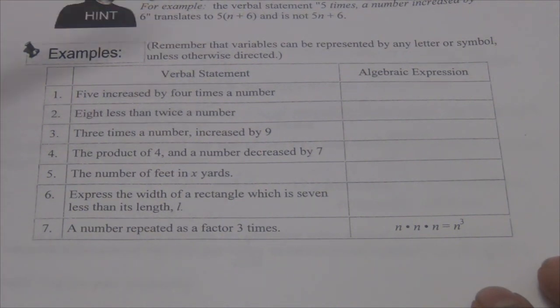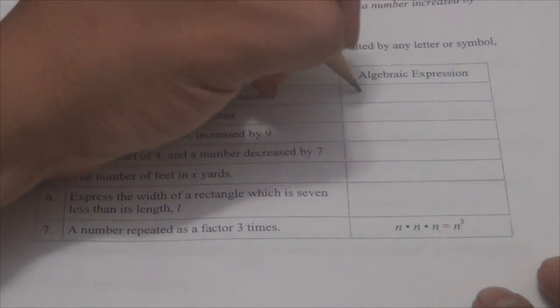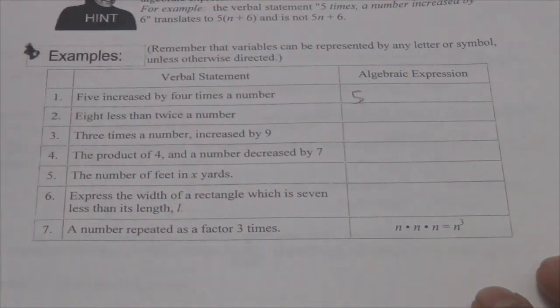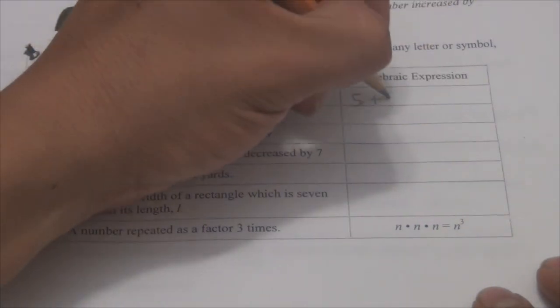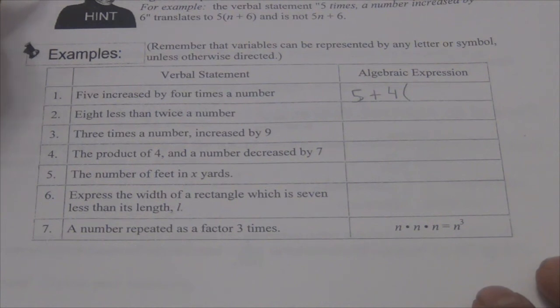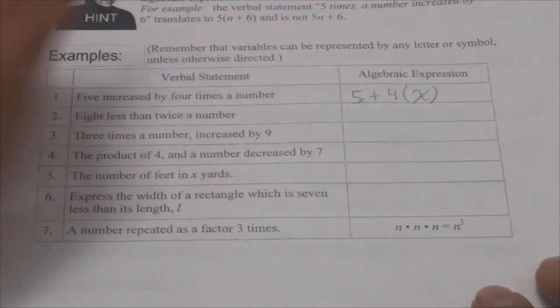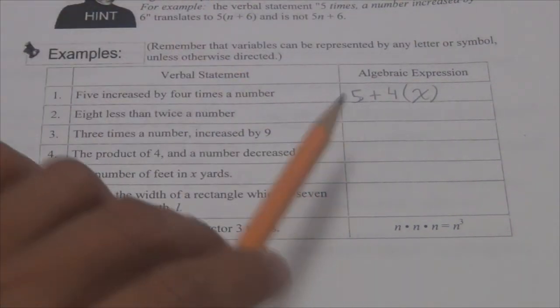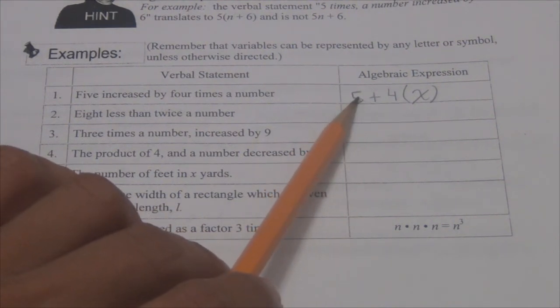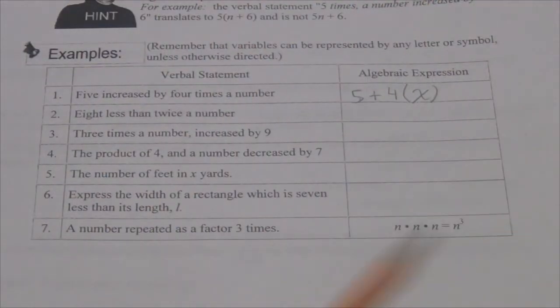Let's try the verbal statement. 5 increased by 4 times a number. I don't know what the number is, so I am going to put a variable. Wow, it rhymes so good, right? So 5 increased by 4 times a number. Increase, that means you're going left to right.